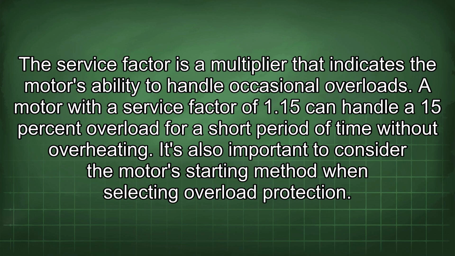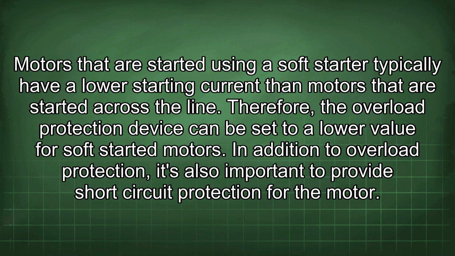It's also important to consider the motor's starting method when selecting overload protection. Motors that are started using a soft starter typically have a lower starting current than motors that are started across the line. Therefore, the overload protection device can be set to a lower value for soft-started motors.